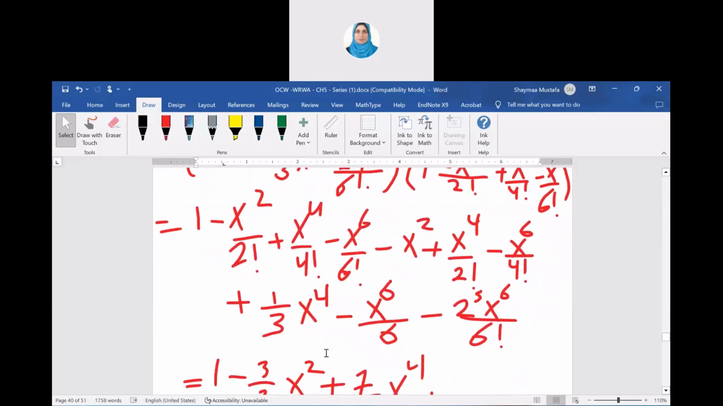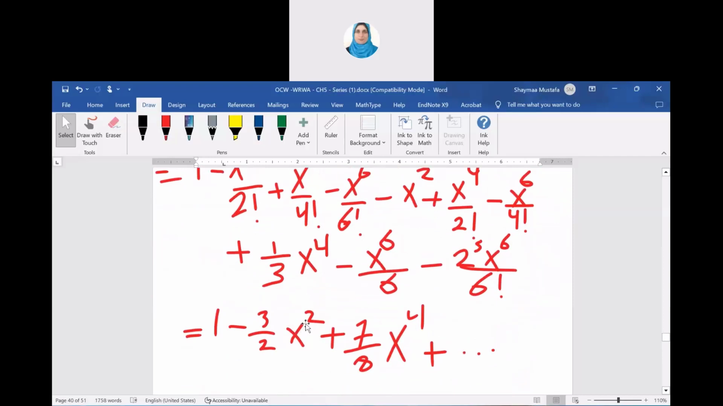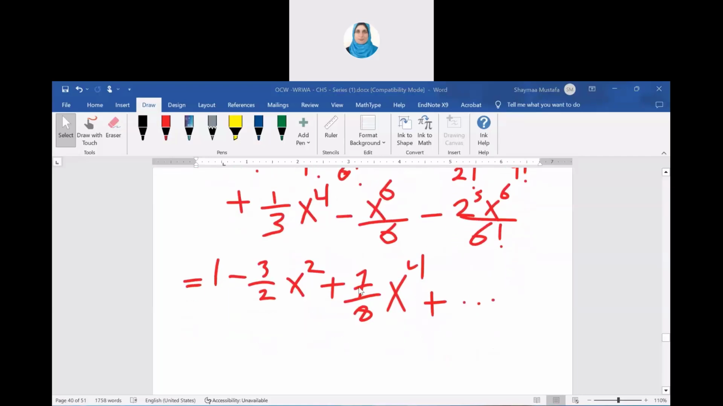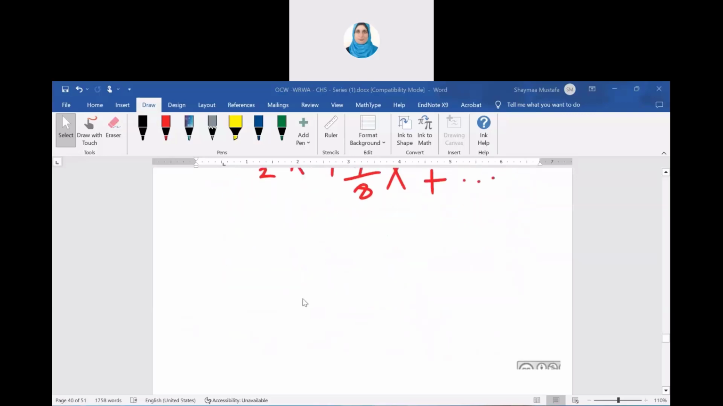The first 4 terms, because you don't have odd powers here, will include the constant, x squared, x to the power 4, and another term including x to the power 6. So this is a quick revision of the last example that we did in our previous class.